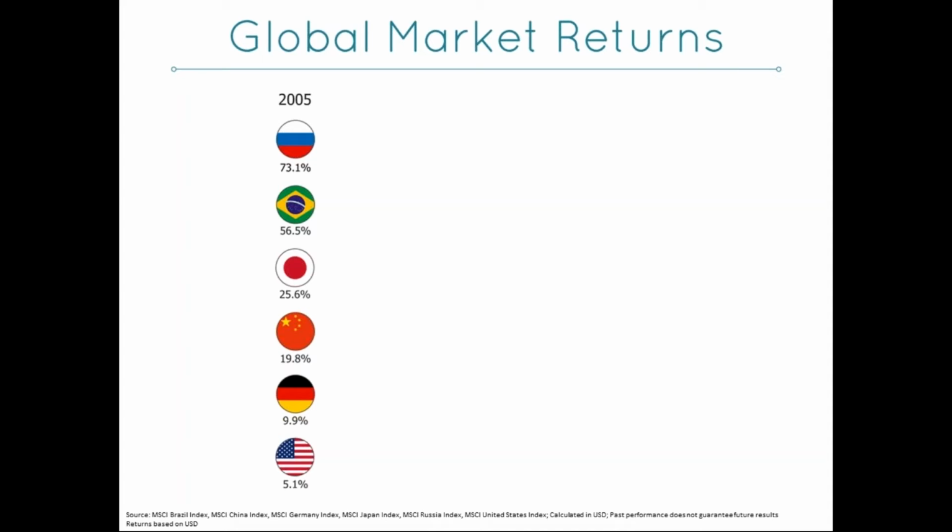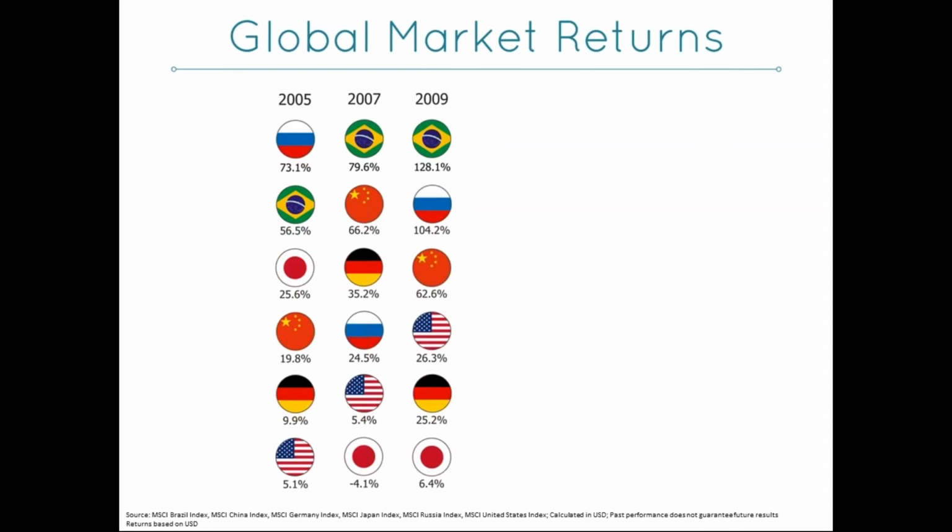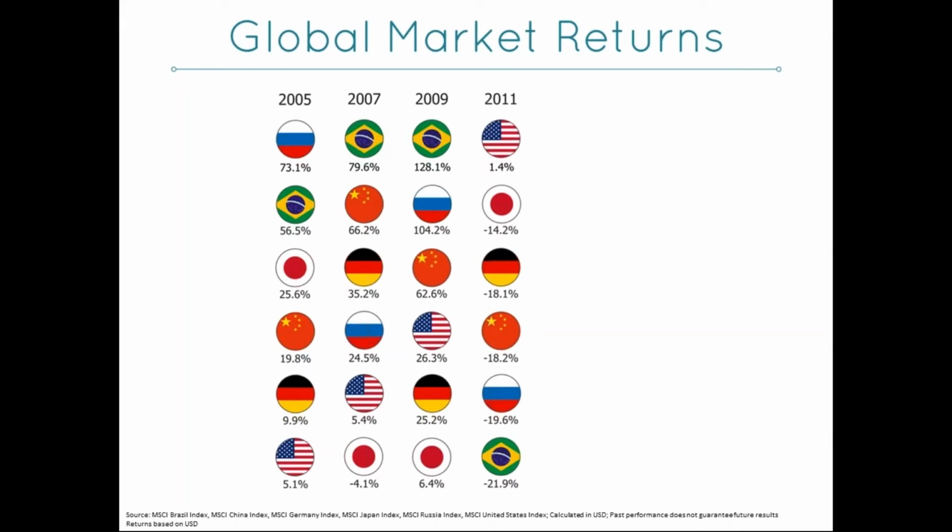So we look at 2005, the U.S. of this group of 6. Just to make sure we all know these countries, Russia's index performed 73% in 2005. Brazil was up 56%. Japan up 25%. China 19, and Germany 9.9. And the U.S. was last that year of this group at 5.1%.